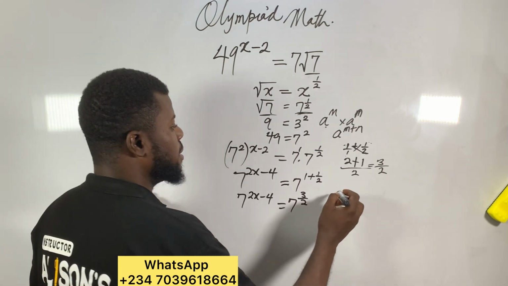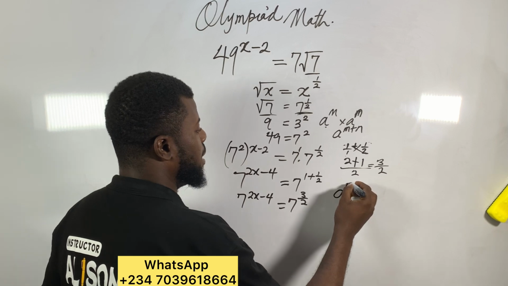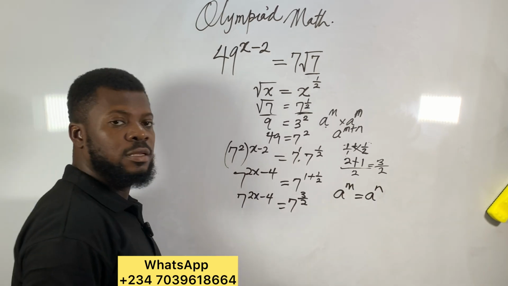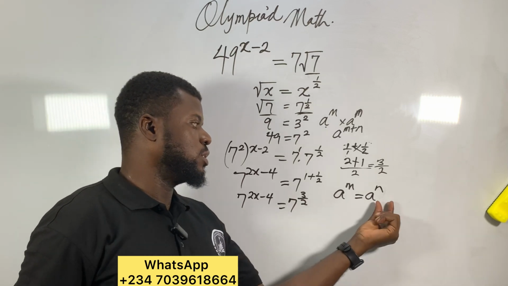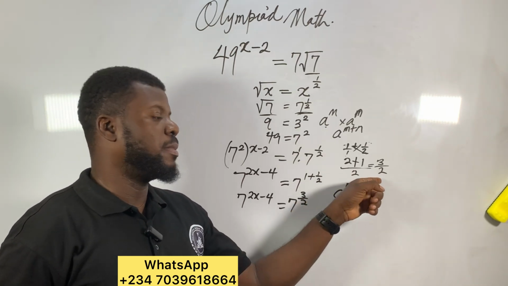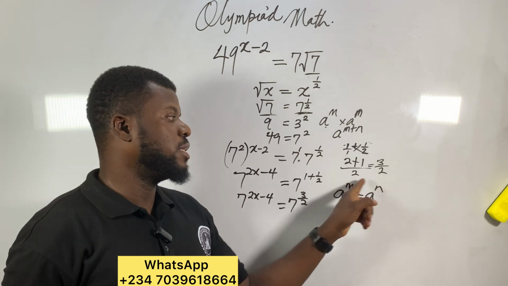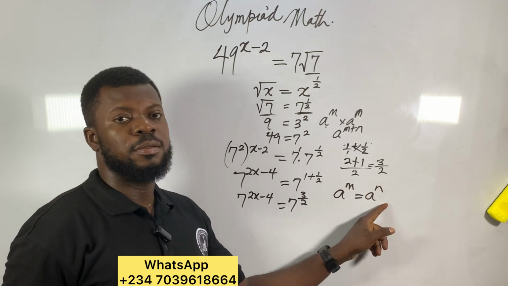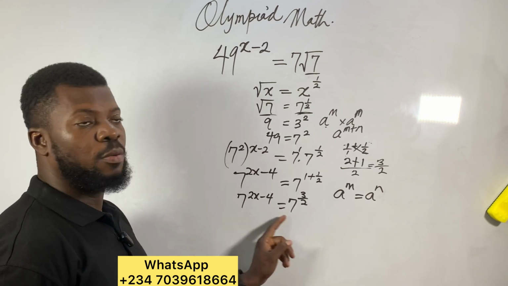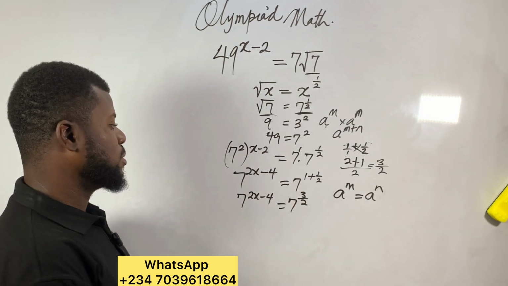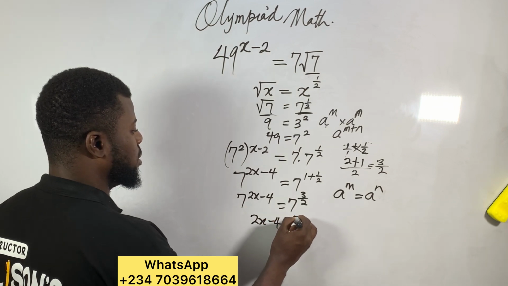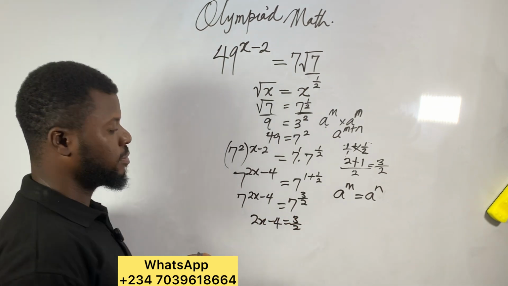You get what they call an exponential equation. That one says if you get a to the power of m equal to a to the power of n, the bases are the same, so you equate the powers. If the powers are the same, the bases will be the same, and you equate the bases. For here, as the base is common, you equate the power. So I can take this one as 2x minus 4 equal to 3 over 2.